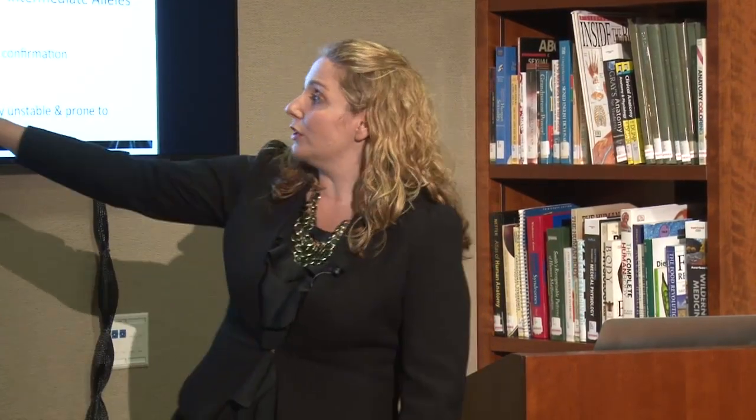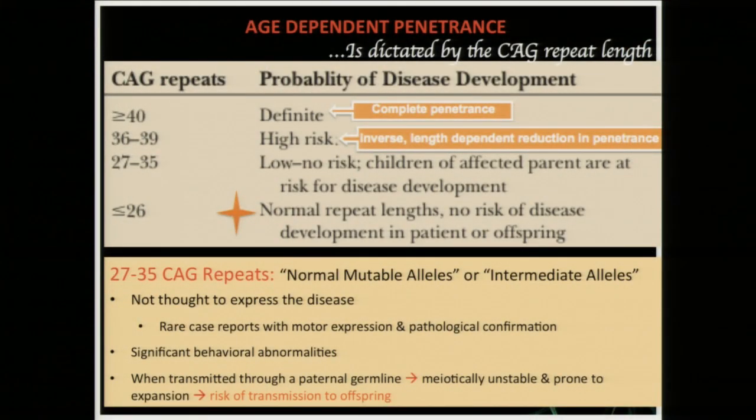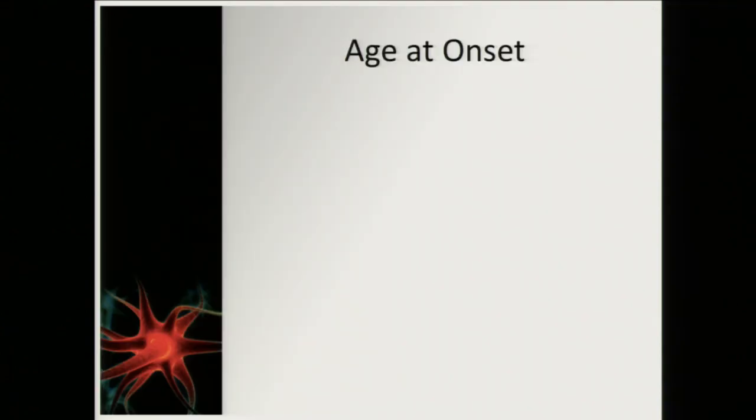In addition, we believe that people within this range may actually have behavioral abnormalities, psychiatric manifestations of the disease. Furthermore, and this is probably the most common scenario, people in this range don't develop disease. However, when a father, usually a father, is able to transmit this number of repeats within this range, he may pass it on to his children. And so we know that people who have this range of CAG repeats may actually pass it on to their children.